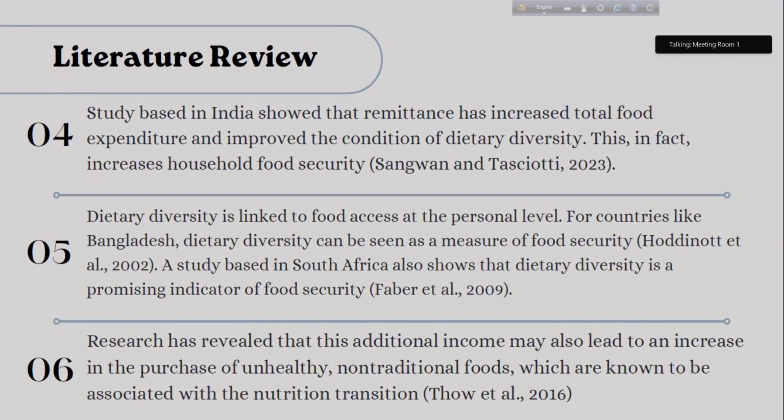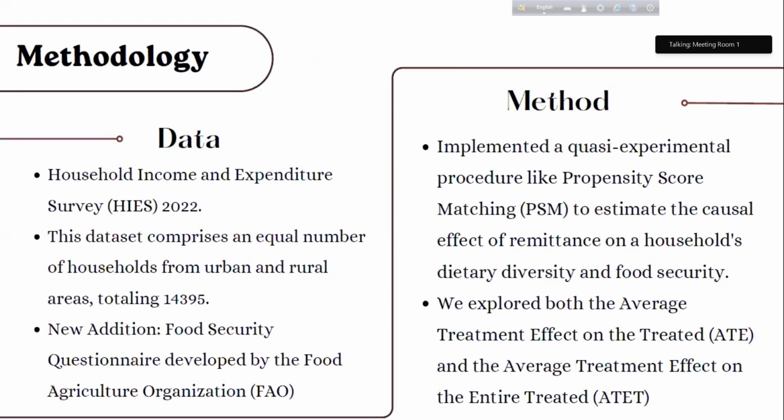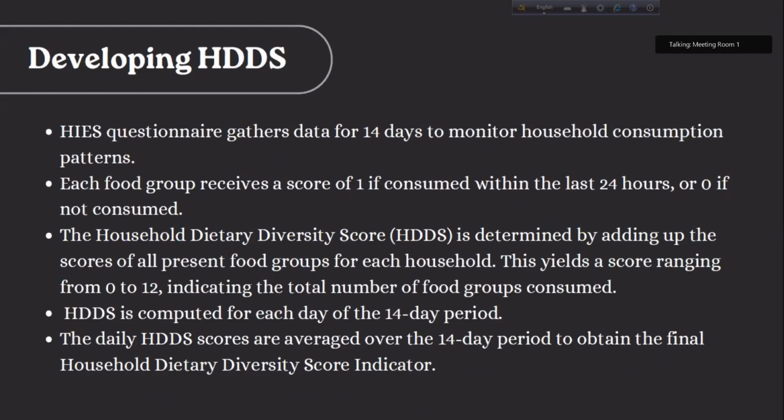So we have found that there is no available literature on Bangladesh that explores the impact of remittance on food security and dietary diversity. So that's where we have conducted our work. As I've already mentioned, we have used the HIES 2022 data, and for this data we also had the food security questionnaire by the Food and Agriculture Organization. So we have employed that questionnaire for our data.